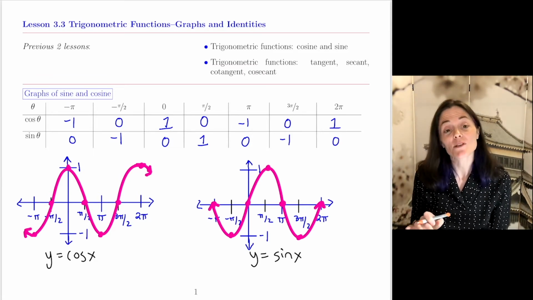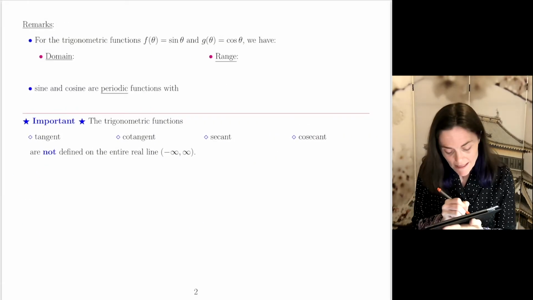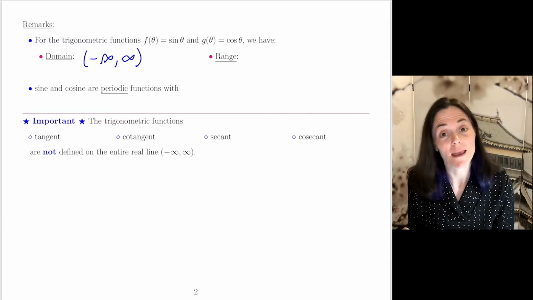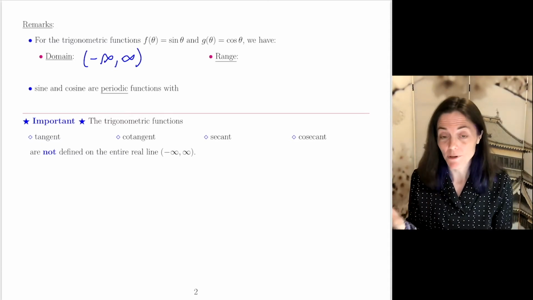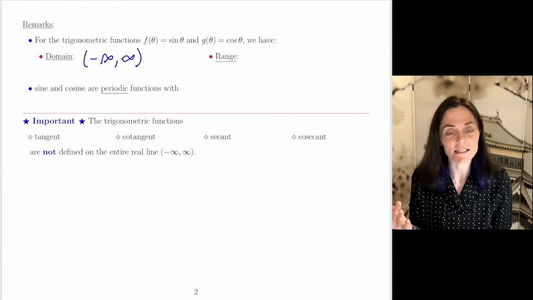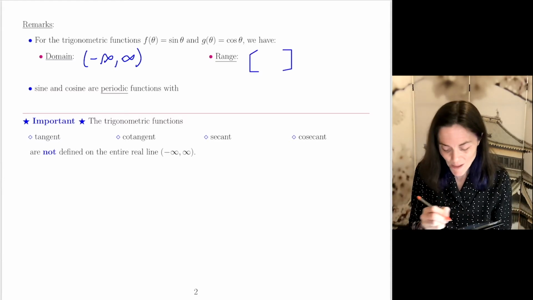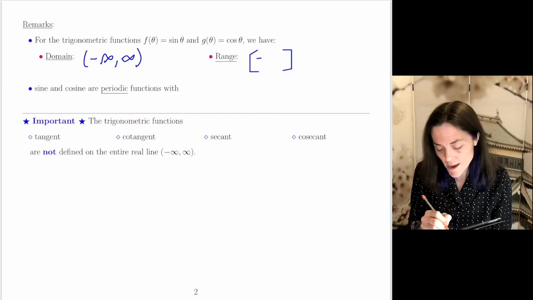Now let's make some observations here. The domain is all real numbers, minus infinity to infinity. We can evaluate the sine and cosine at any real number, but the range is not. The range is this closed interval, minus 1 to 1. We see it in both of the graphs.